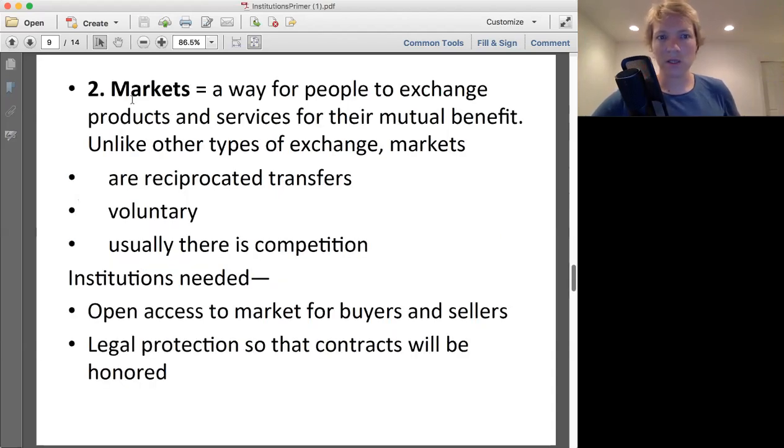So the markets. We need open access to markets for buyers and sellers. So we need both a large number of buyers and a large number of sellers, and nobody's able to keep one another out. So if I'm a seller, I can't keep my competition out.